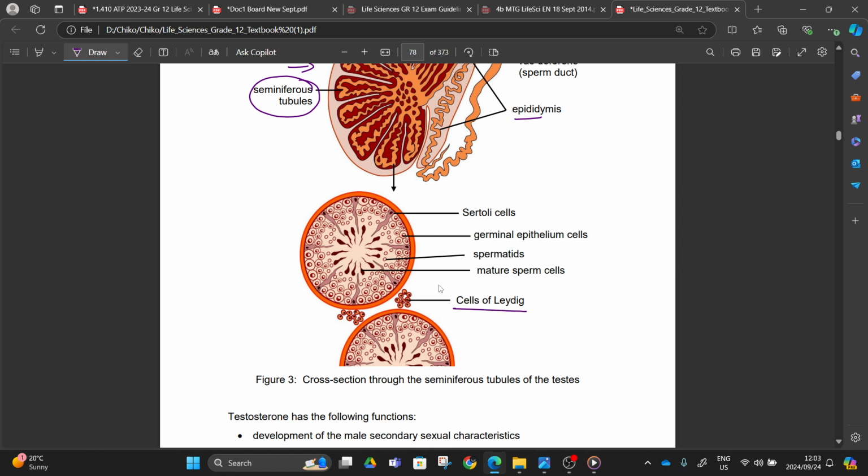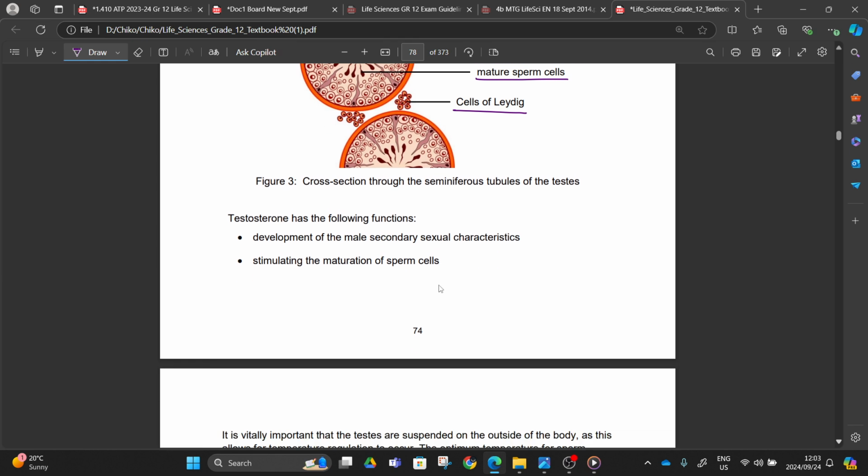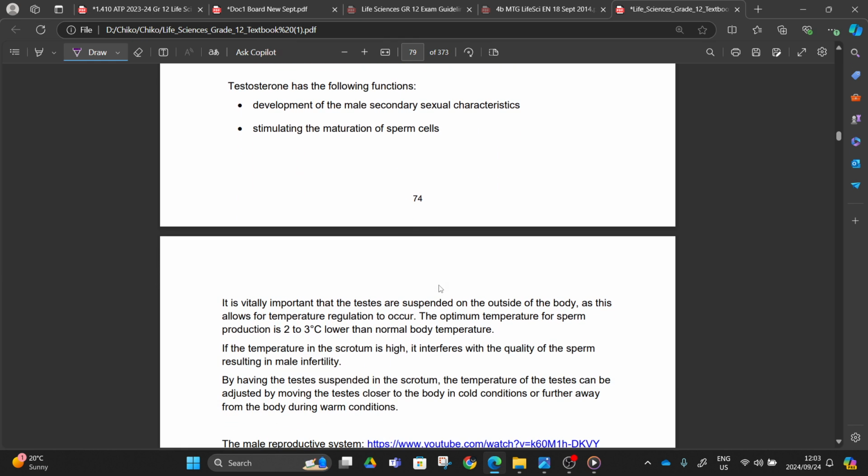As you can see, this is a seminiferous tubule curled longitudinally, right? And then we have our Sertoli cell, germinal epithelial cells there. We have spermatids there, the developing sperm cells. And then we have our mature sperm cells that are going to be stored in our epididymis. And then we have our testosterone that functions in the development of male secondary sexual characteristics, puberty. And this testosterone stimulates the maturing of our sperm cells.